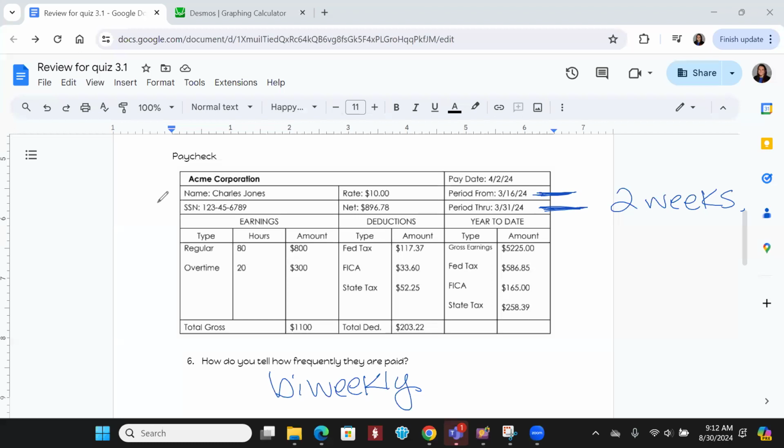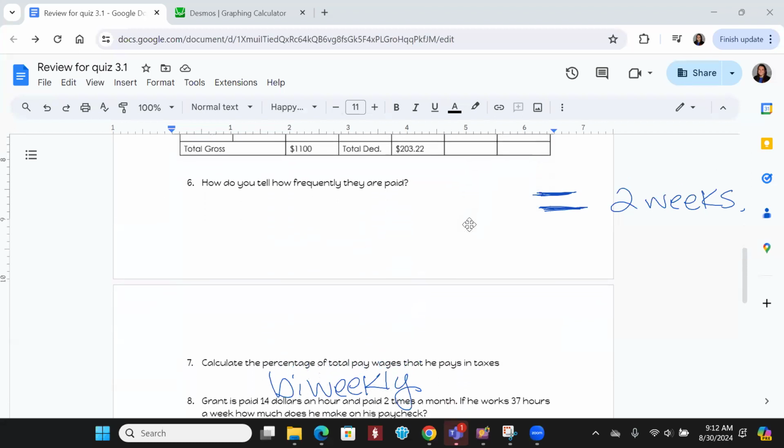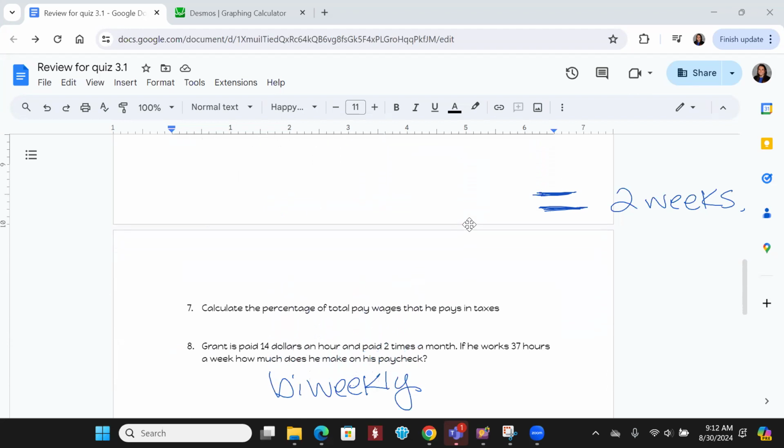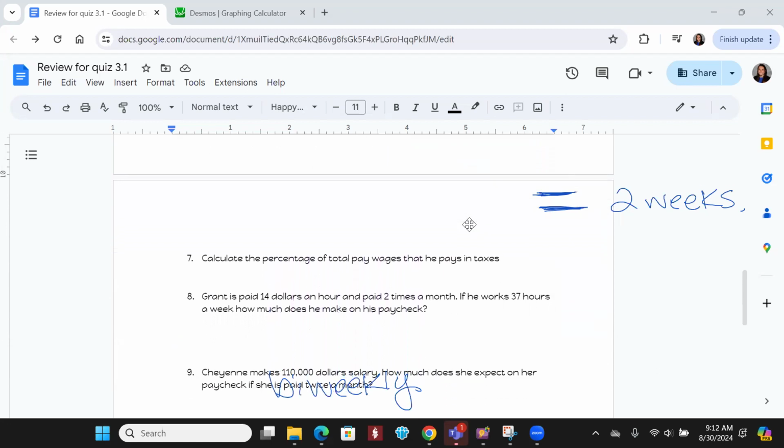So make sure that you pay attention to it. Most of the time, if it's a pay stub, you're normally paid bi-weekly. Like if you work at a restaurant or something like that, it's normally bi-weekly. If not weekly, depending on the job. All right. Calculate the percentage of total pay wages that he pays in taxes.